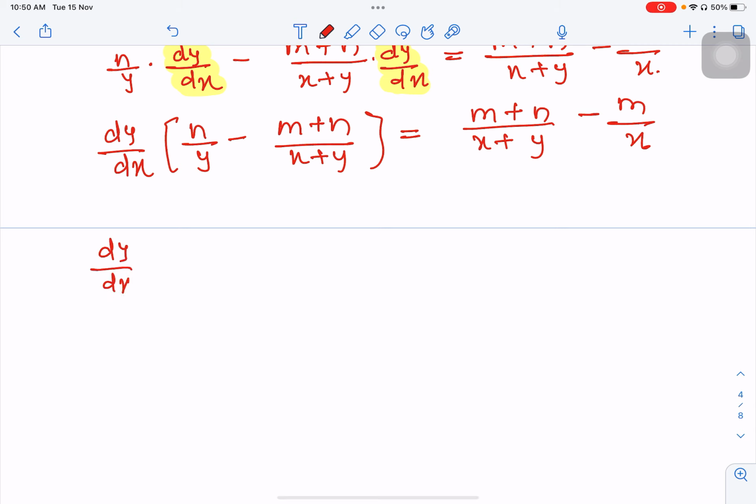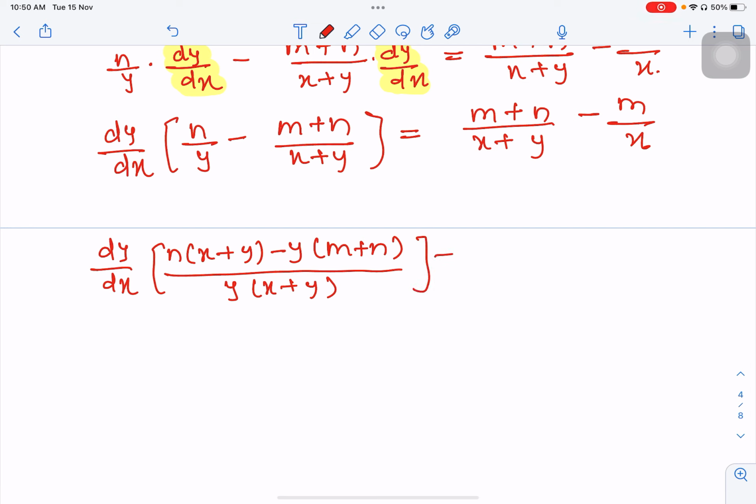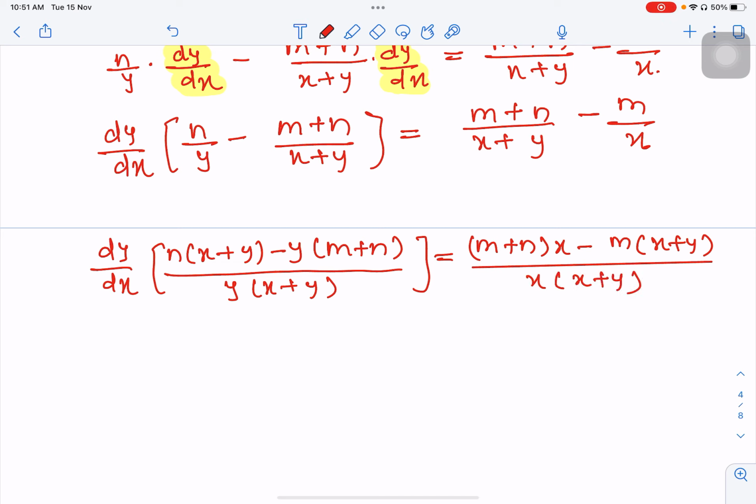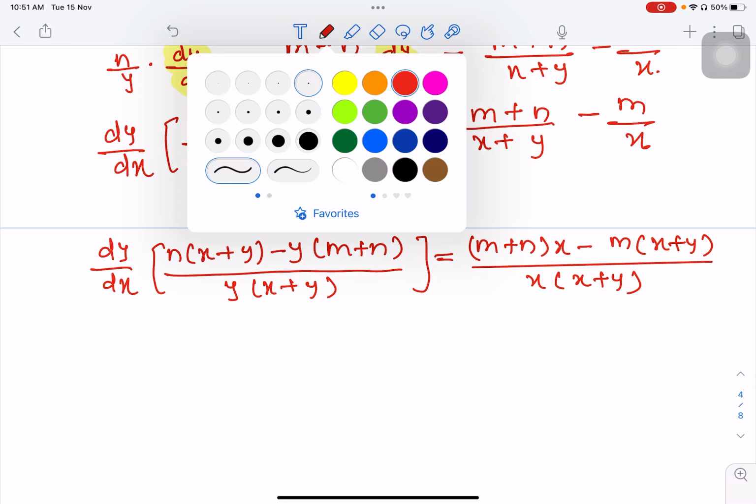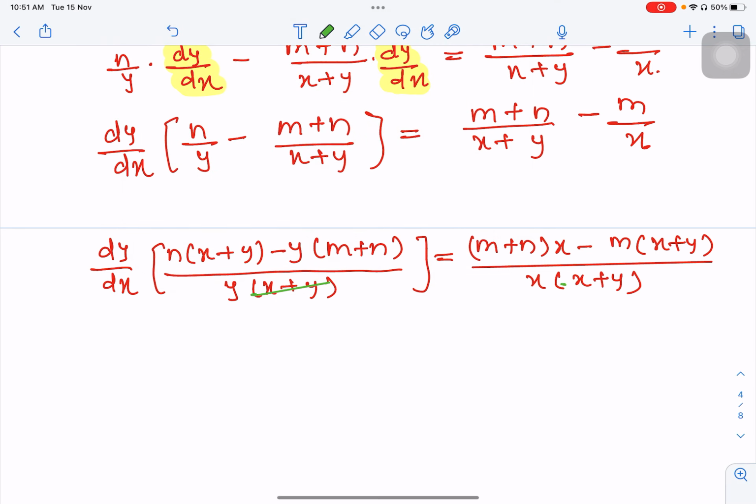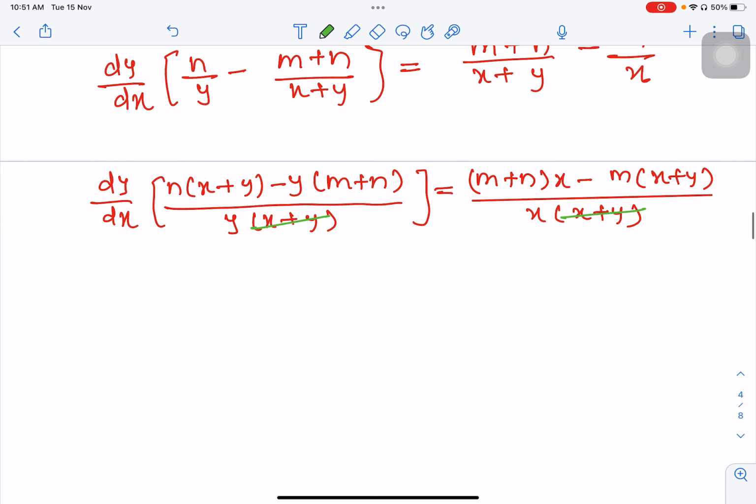So we'll have dy by dx times n times x plus y minus y times m plus n over y times x plus y equals, we'll have m plus n times x minus m times x plus y over x times x plus y. Now they both have the same denominator, so we can cancel them. These two terms cancel. x plus y cancels.